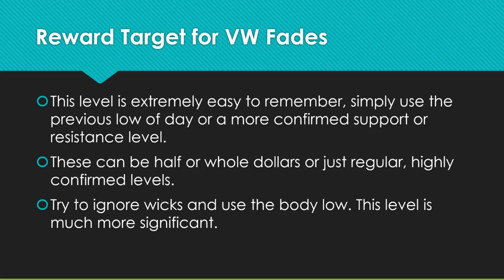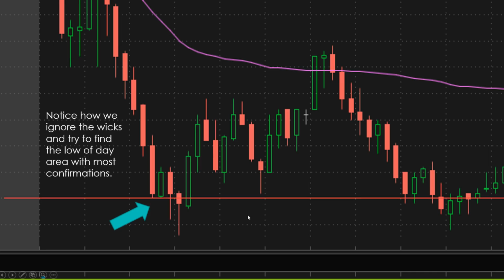And so I'll show you what I mean by that in this next slide here. You can see the wicks down here, and you really want to just try to ignore those wicks. Like it says, notice how we ignore the wicks and try to find the low of the day area with the most confirmations. And so, we can use this wick here and these, but these really long wicks I'm ignoring, because I don't have a reasonable expectation of the stock hitting those levels and maintaining there.